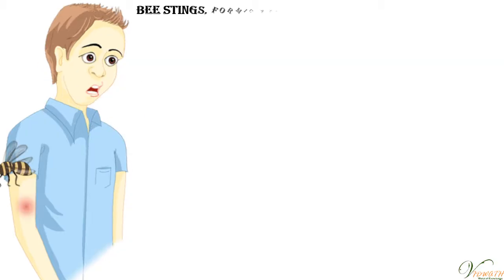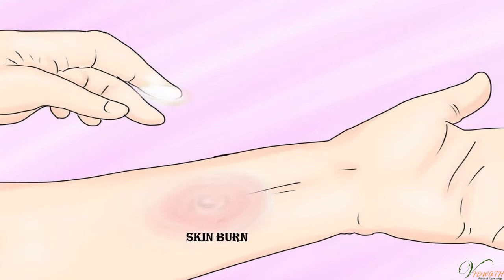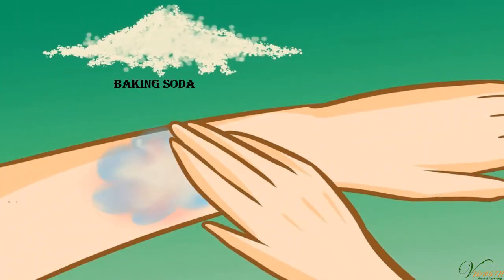When a bee stings, formic acid is released. That is what makes the skin burn. Baking soda, which is a base, neutralizes the formic acid and provides relief from the pain.